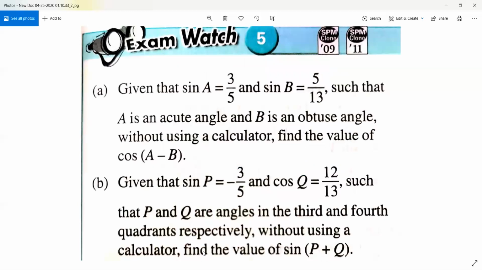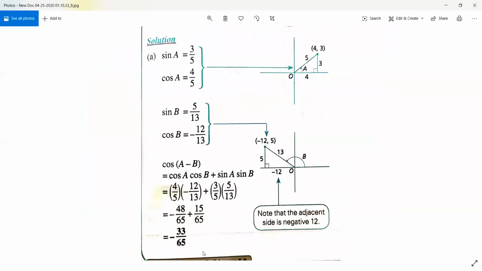Okay, so given that sine A equals 3 over 5, sine B equals 5 over 13, such that A is an acute angle, B is an obtuse angle. Without a calculator, find the value of cosine A minus B. So first thing you need to know is you have to draw. Your sine A is 3 over 5, so cosine A is 4 over 5. Sine B is 5 over 13, cosine B is negative 12 over 13. So when you draw, you can find the sine and cosine.